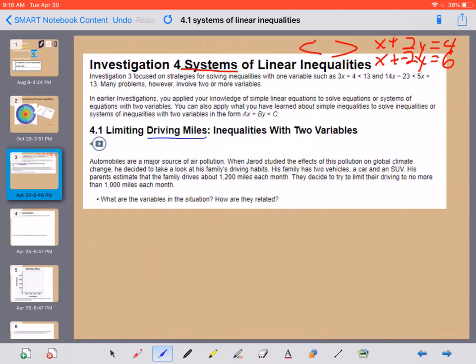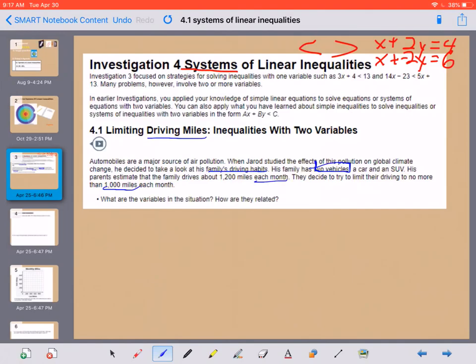When Jared studied the effects of pollution on global climate change, he decided to take a look at his family's driving habits. Okay, so look, we're looking at driving habits. His family has 2 vehicles. Now, it's going to be important. A car and an SUV. His parents estimate that the family drives about 1,200 miles each month. They decide to try to limit their driving to no more than 1,000 miles each month. So they're trying to cut down. They're trying to drive less so they can produce less pollution.